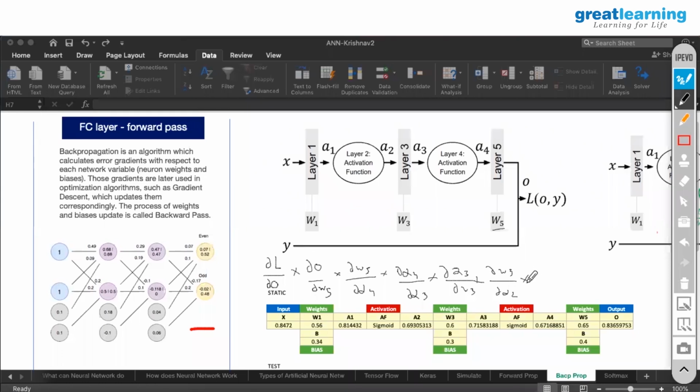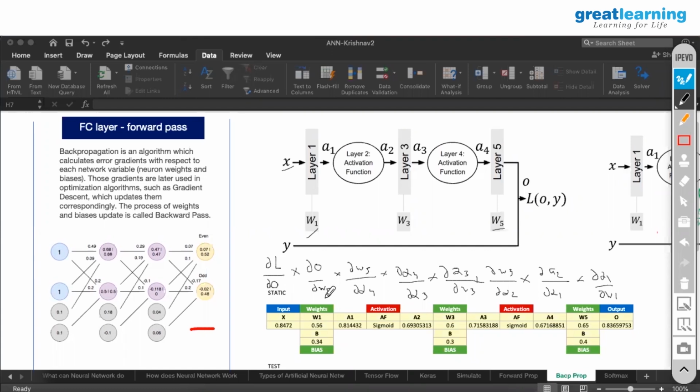Agreed? Guys, you're getting it? How much my alpha 2 will change with respect to my alpha 1. And how much my alpha 1 will change with respect to my weight 1. Can we go anywhere further? No, right? Because weight and x is not dependent on each other in any way. Agreed? Yeah. Now just think about it.